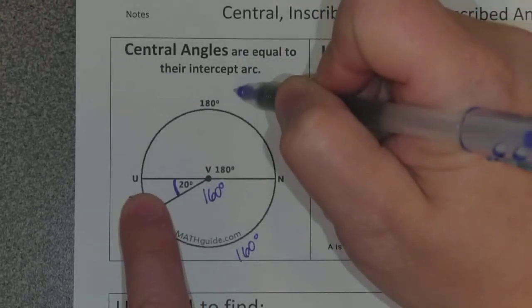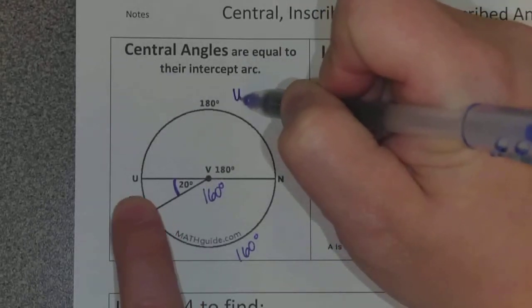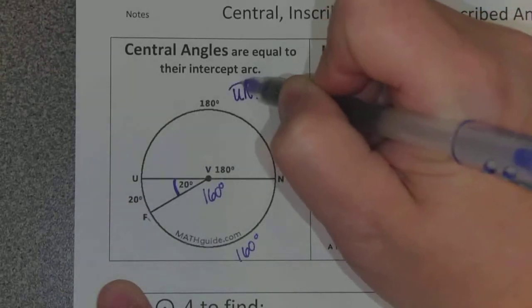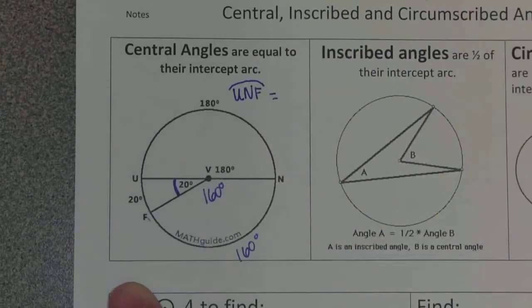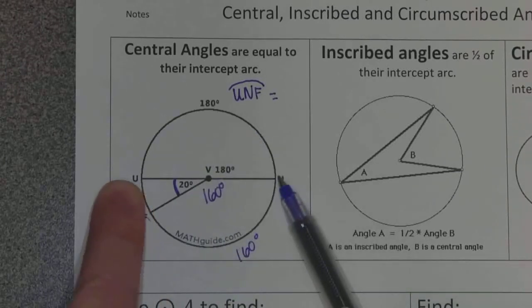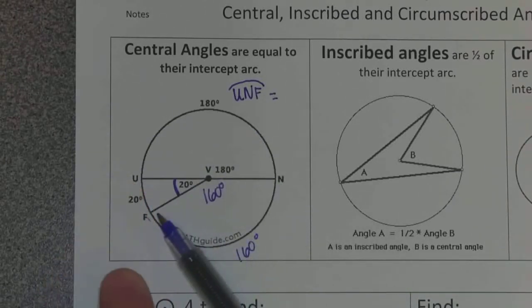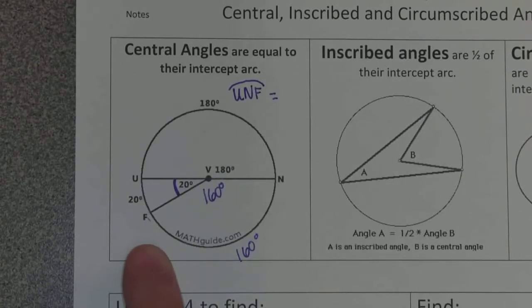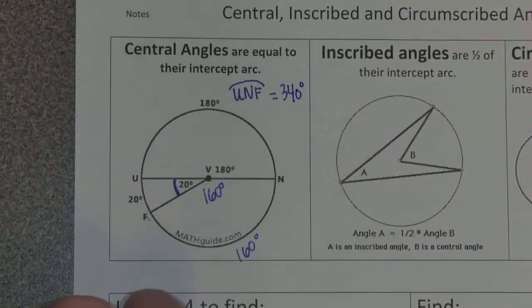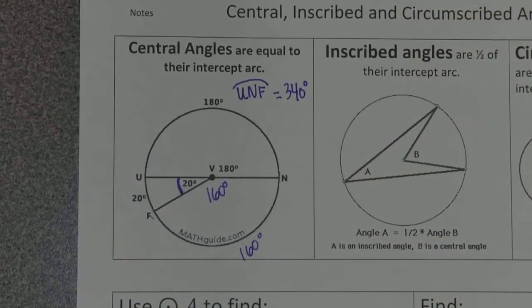Okay. So now then, once we know how to do that on our central angles, I could ask you something like this. I could say, what does U and F measure? What's the arc measure of U and F? So from U all the way to N, all the way around to F, how much does that measure? 340. Okay. That's the way central angles work. They help us to be able to find the arc measure. Central angles are the same as the arc measure. You guys good on that rule?